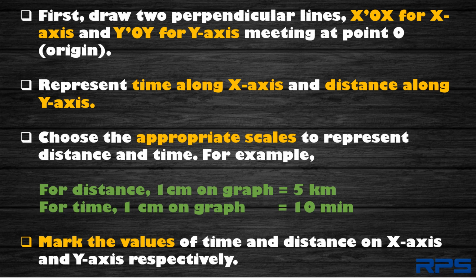First, draw two perpendicular lines for x-axis and y-axis meeting at point O. Represent time along x-axis and distance along y-axis. Now choose the appropriate scale to represent distance and time. For example, for distance, 1 centimeter on graph equals 5 kilometers, whereas for time, 1 centimeter on graph equals 10 minutes. Now mark the values of time and distance on x-axis and y-axis respectively.